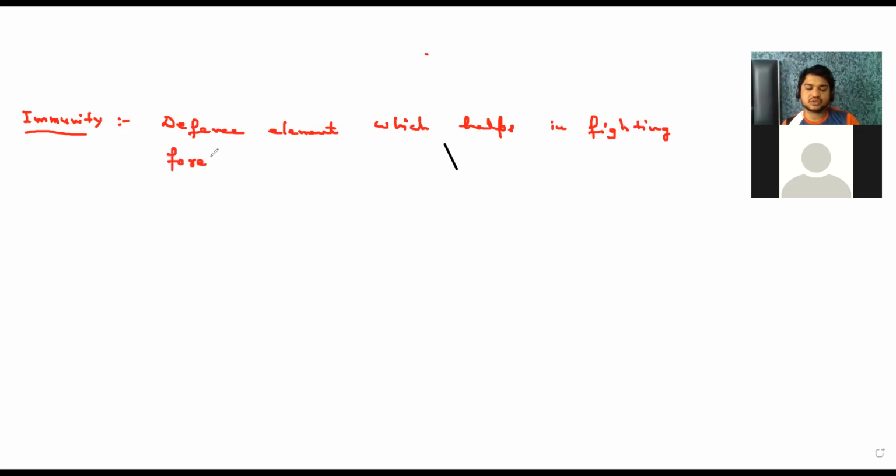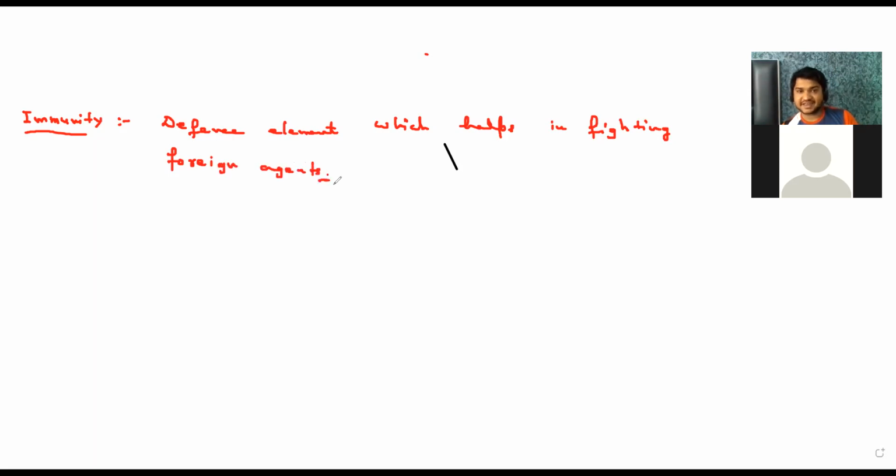And all those organisms which cause disease are called what? Pathogens. Yes, disease-causing agents are called pathogens, or foreign agents.